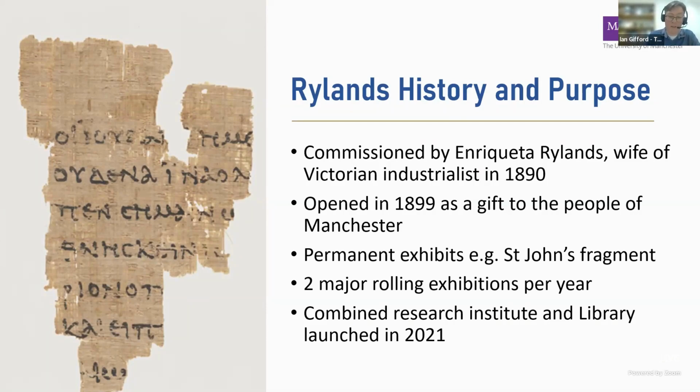And Enriqueta spent a few years amassing an impressive collection of works, chiefly the Spencer collection from the 2nd Earl of Spencer, who was a descendant of Lady Diana Spencer, and opened as a public library in 1899 as a gift to the people of Manchester. The library hosts permanent exhibits, including probably our most famous item, a fragment of St. John's Gospel, widely regarded as the earliest New Testament writing in existence, but also 2 rolling exhibitions a year. And the library's combined role of public visitor attraction and advanced research institute was formalized in 2021 with the creation of the John Rylands Research Institute and Library.